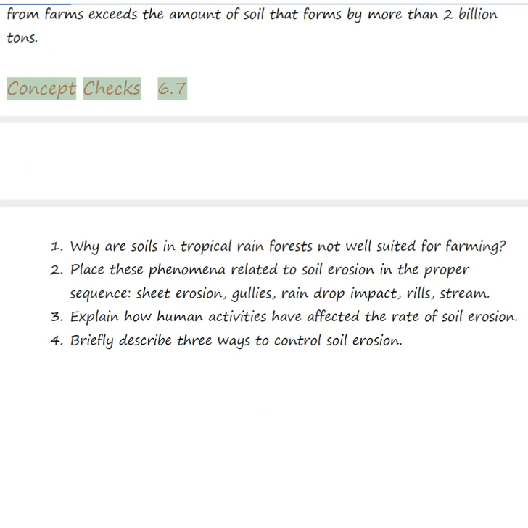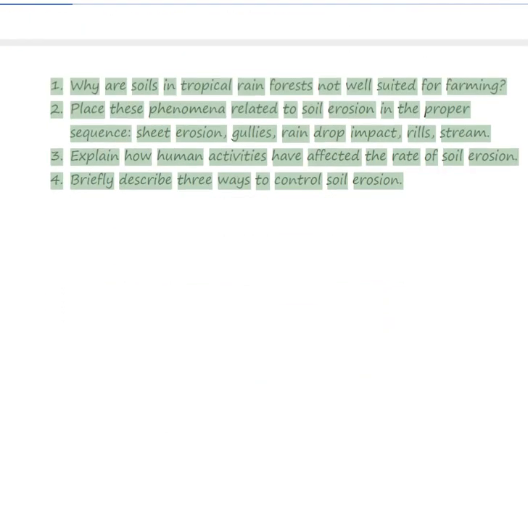Concept checks 6.7. 1. Why are soils in tropical rainforests not well suited for farming? 2. Place these phenomena related to soil erosion in the proper sequence: sheet erosion, gullies, raindrop impact, rills, stream. 3. Explain how human activities have affected the rate of soil erosion. 4. Briefly describe 3 ways to control soil erosion.